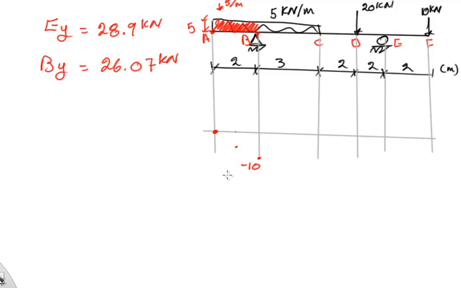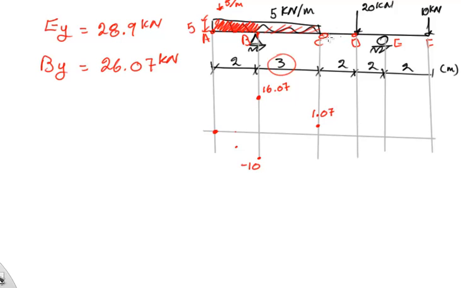Here is the BY, so the BY will try to push me up, and if it does, I'll get to the point 16.07. And again, this portion is trying to push me down by a value of 5 kilonewtons for each meter. So I'll go 5, another 5, another 5, because I'm going 3 meters. So I'll get to the value of 1.07.